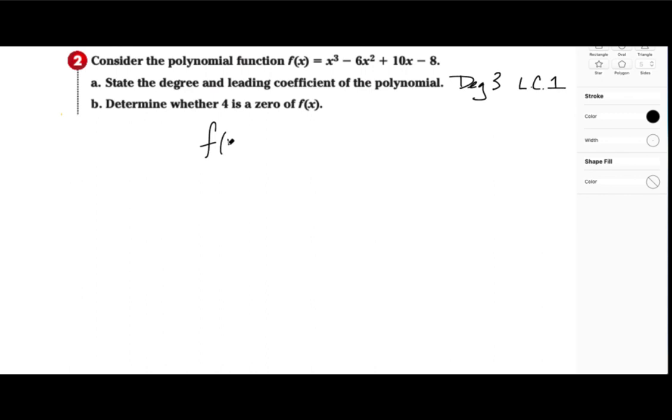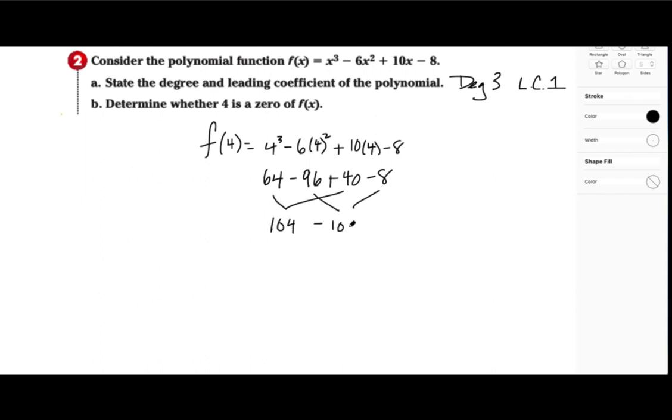You remember, if 4 is a 0, when we plug 4 into this function, we should get 0, right? If the value of y is going to be 0. So with a little bit of calculation, 4 to the 3rd power is 64. This over here is going to be minus 96 plus 40 minus 8. When I join terms with the same sign, this is 104 and this is negative 104. And so what we see is that, yes, indeed, 4 is a 0.